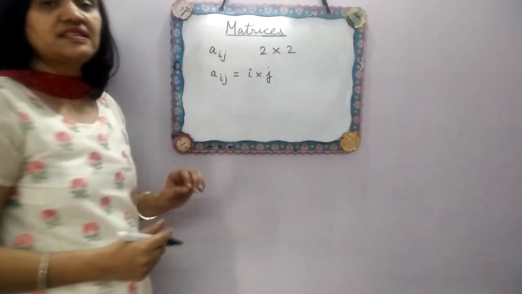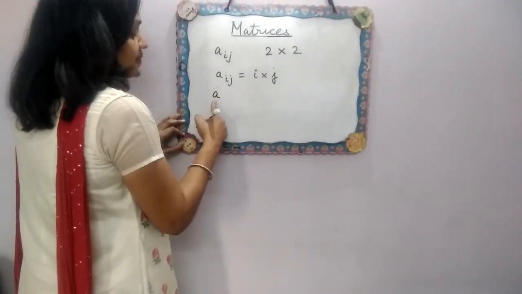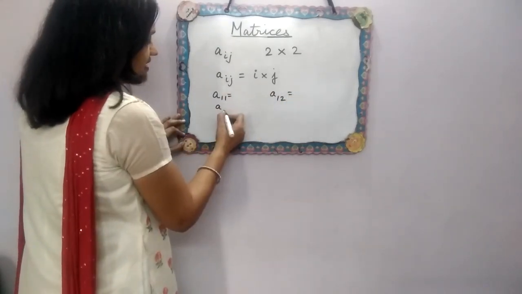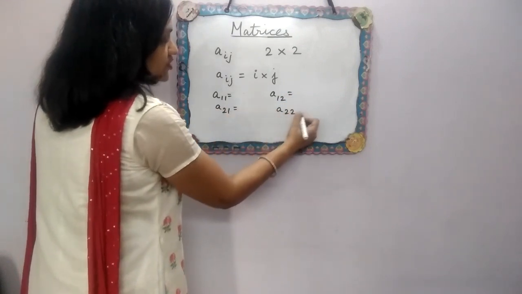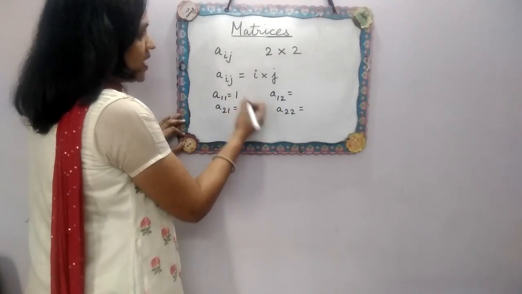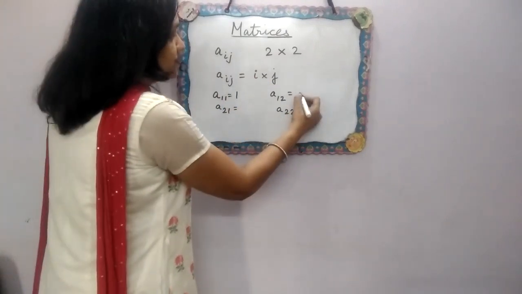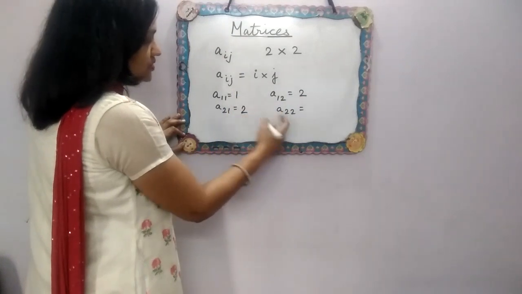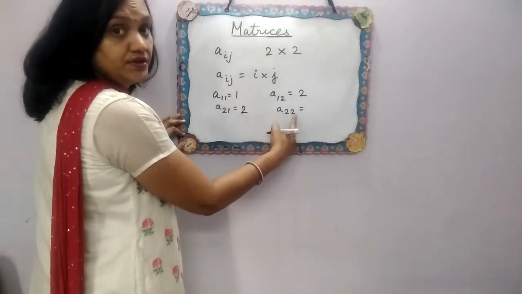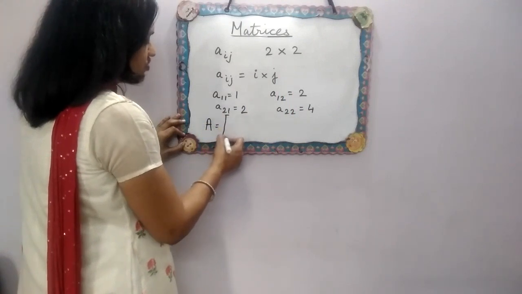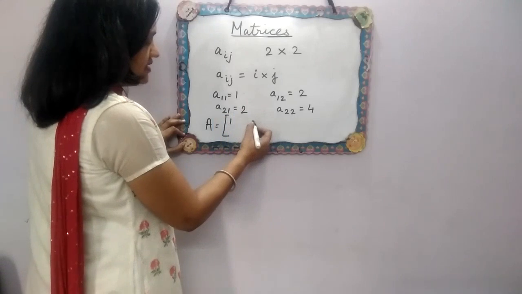So if there is a 2 by 2 matrix, there will be a total of 2 rows and 2 columns. So the elements we'll have will be the element in first row, first column, first row, second column, second row, first column, and second row, second column. So i1, j1. If you put i1 and j1, 1 into 1 gives 1. If you put i1, j2, 1 into 2 gives 2. If you put i2, j1, you get 2 into 1 which is 2. i2, j2. 2 into 2, 4. So if capital A is the required matrix, the elements are 1, 2, 2 and 4.